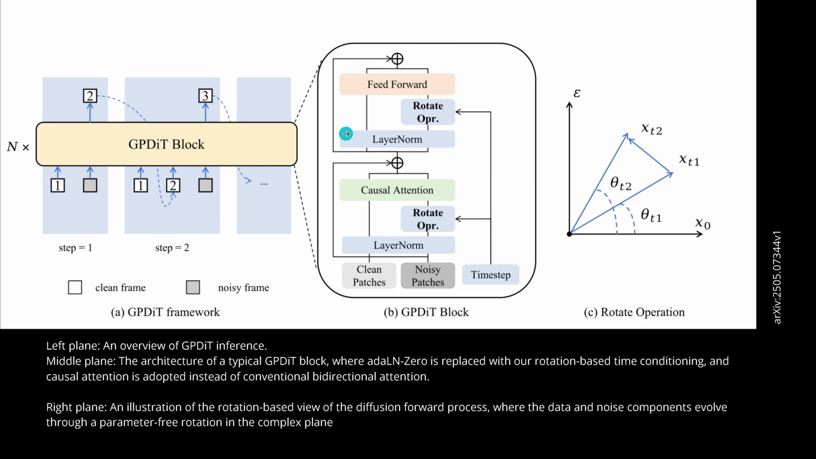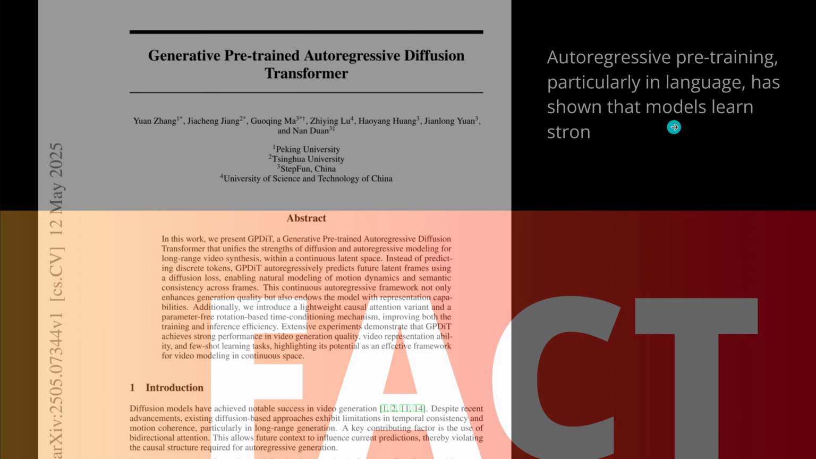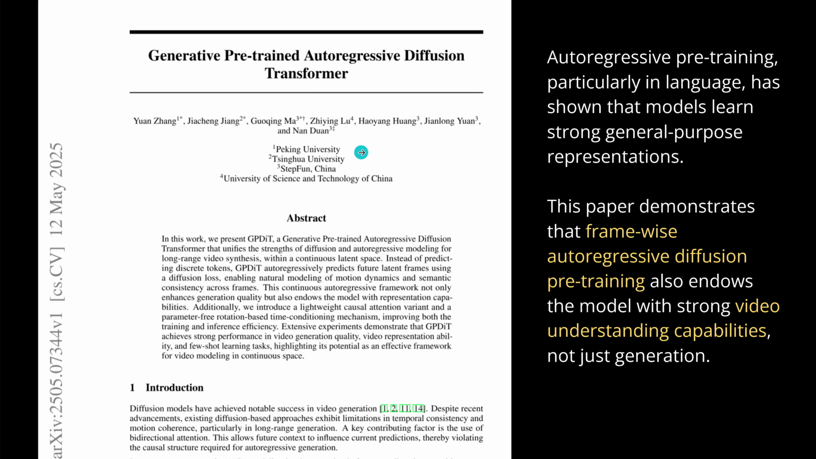Here is now the overview of the complete GPDiT architecture of the inference. This is the framework. We just talked about and explained the integration of the time step by a rotation operation. And we have the clean patches, the noisy patches, the layer norm, the rotation, the new causal attention mechanism, simplified, faster, more efficient. Great. Now, I've already shown you the publication by Peking University, Tsinghua University, StepFun China, and University of Science and Technology of China.